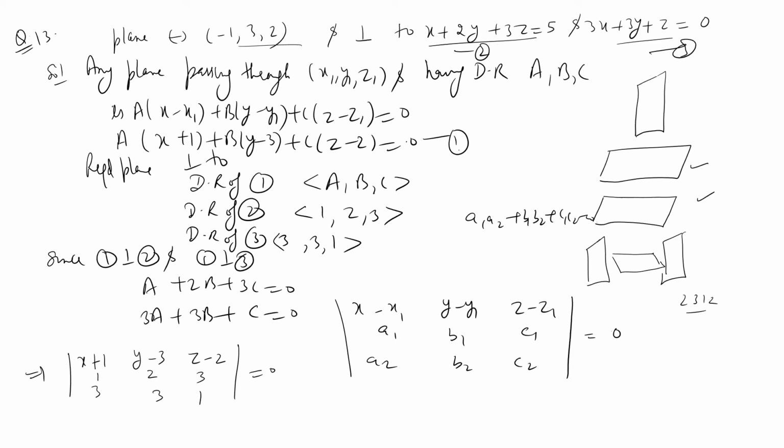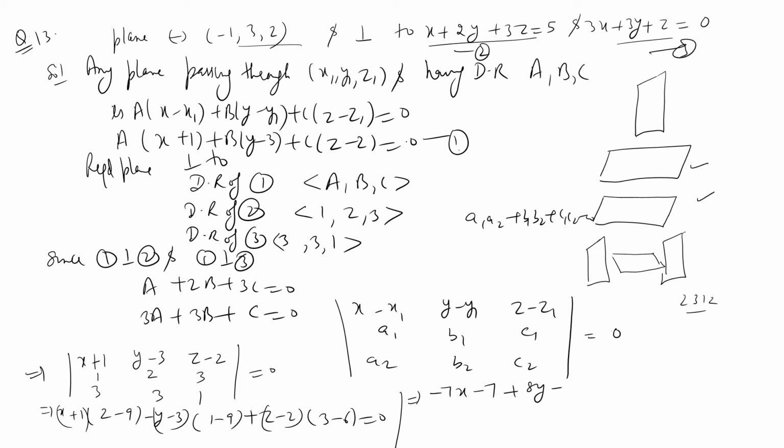Okay, so let us frame the determinant. We get x plus 1 into 2 minus 9, minus y minus 3 into 1 minus 9, plus z minus 2 as 3 minus 6. Okay, so this implies this is minus 7. So I am opening it: minus 7x minus 7, because I have to multiply this complete by this. So this will be minus 8, so minus 8 minus 8 will be plus 8. So it is plus 8y minus 24. And this is minus 3, so it is minus 3z plus 6 is equal to 0.